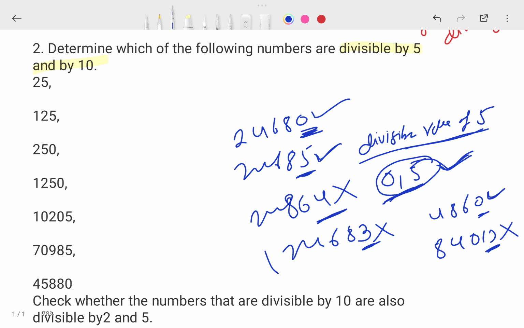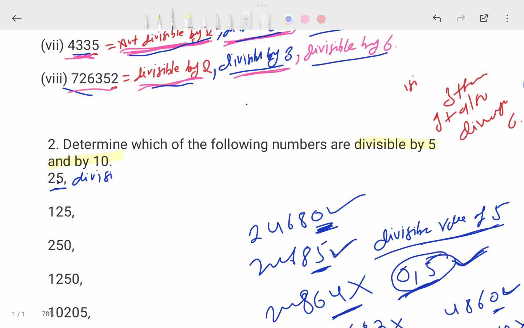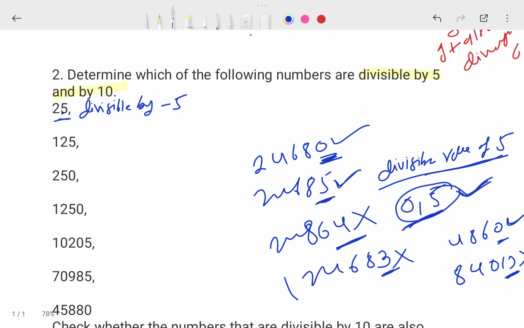Like that, here if you see in this question, how can you check whether this is divisible by 5 or not? Here the end of the number is 5, which means it is divisible by 5. So you have to write clearly: divisible by 5. If you see this end number is 5, it means that it is also divisible by 5. Here the end number is 0, it means that it's also divisible by 5.